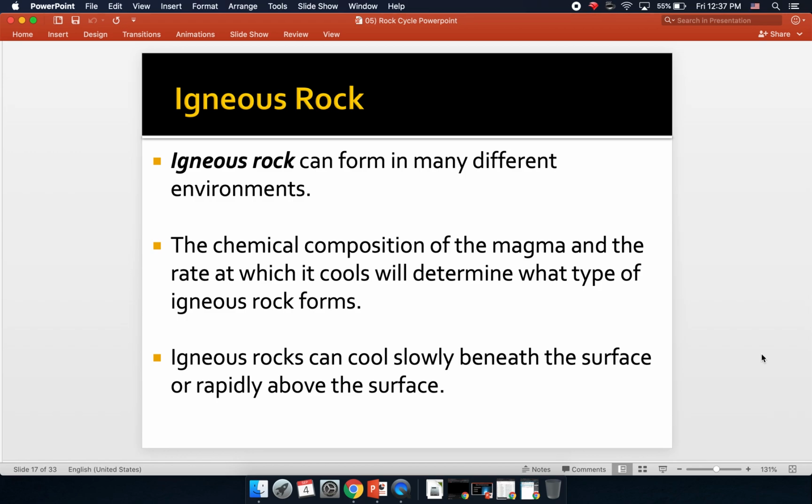All right? Igneous rock that cools underground is going to cool much slower than igneous rock that forms above ground. And then igneous rock that forms underwater is going to cool very quickly. So igneous rocks can cool slowly beneath the surface, rapidly above the surface, or even more rapidly if it happens to come out into the water.